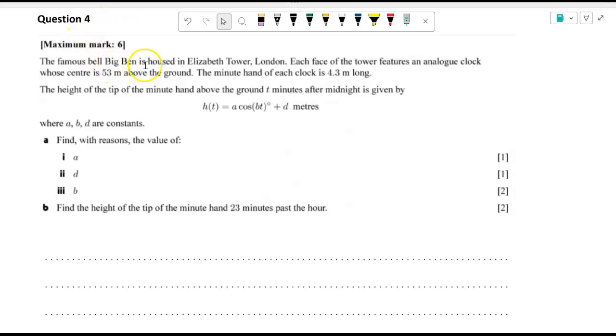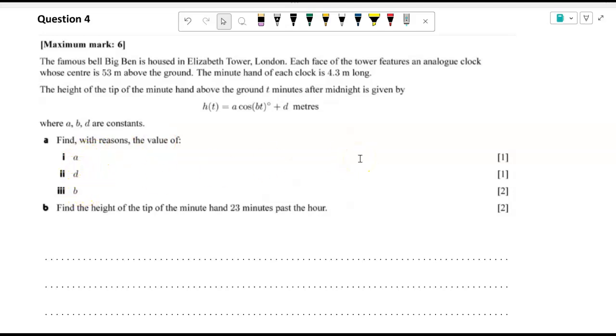The famous Big Ben is housed in Elizabeth Tower, London. Each face of the tower features an analog clock whose center is 53 meters above the ground. The minute hand of each clock is 4.3 meters long. The height of the tip of the minute hand is given by this model, H(t) is equal to A cos(bt) degrees plus B. Find, with reasons, the value of A, b, B.